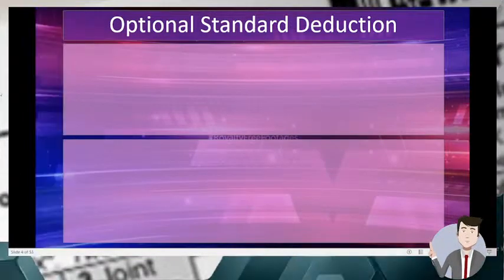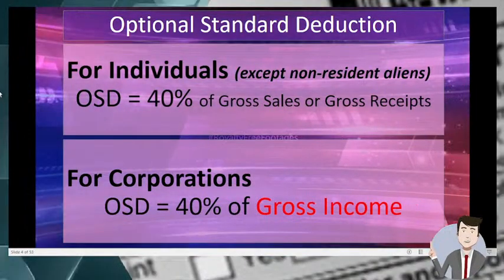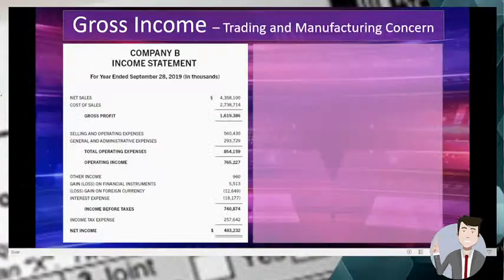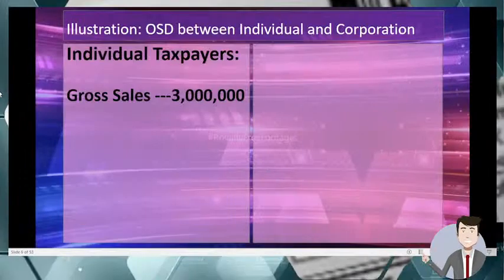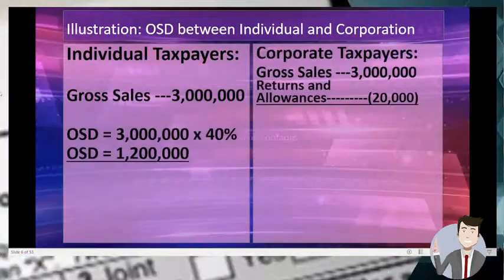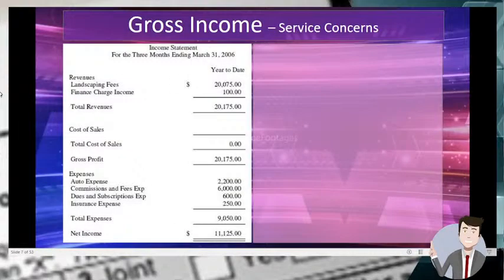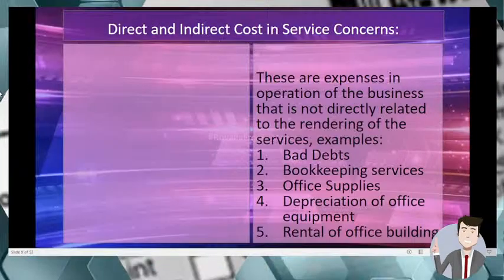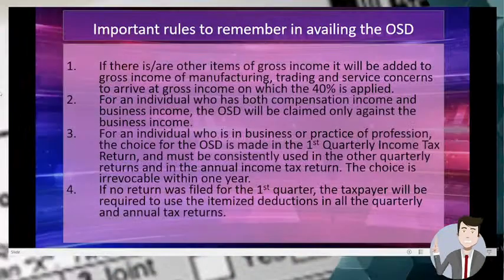Okay, so optional standard deduction, we have already discussed that one in the previous video. Kindly check the recorded video on the first part of deduction from gross income. We have already explained how to compute your OSD for corporations and individuals. Then, for service concerns, we have already discussed how to compute the OSD. Then, we have identified what are direct and indirect costs. Then, important rules in availing your OSD.